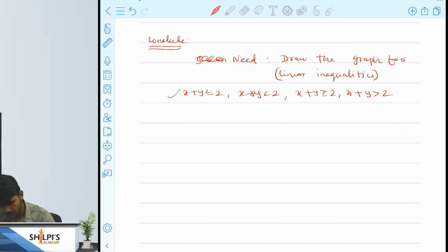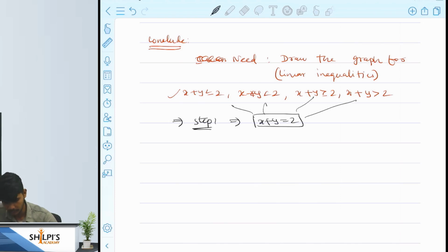In this situation, what will be our first step? I will take x plus y equal to 2 for all of these scenarios, irrespective of whether it has the equality or not. This is the first step. The second step will be, as we discussed before, we know how to draw a graph for a linear equation.